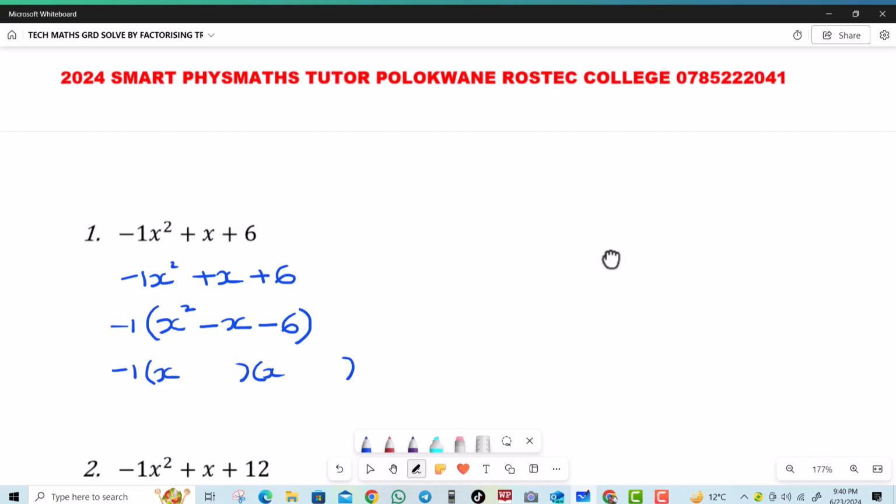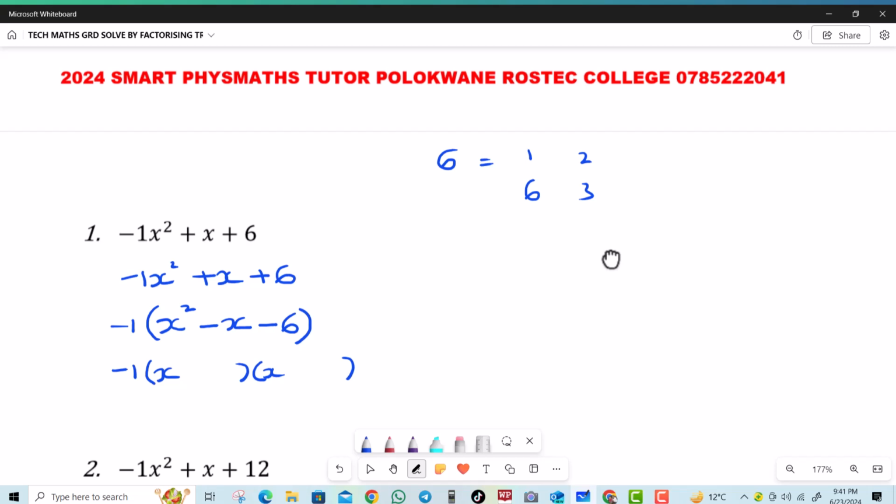So now we're going to look at 6 here. So which numbers multiply to give us 6 again? We can say multiply 1 times 6, okay, and then you can also multiply 2 times 3 to get the 6. Now after this, look at the middle term.